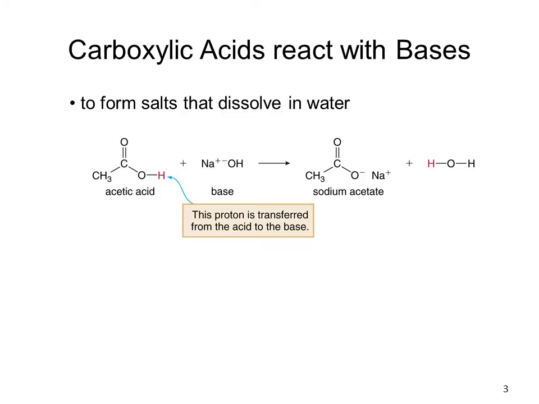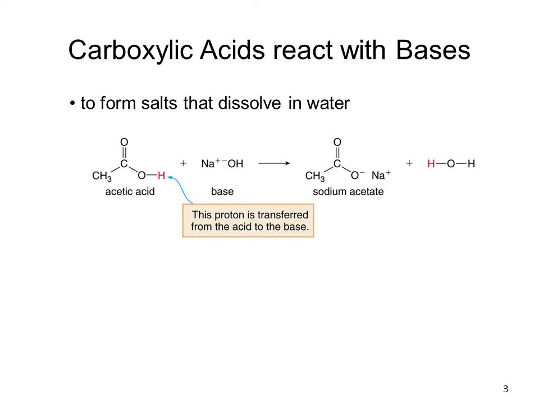Carboxylic acids will react with bases, and this is a typical acid-base neutralization reaction shown here, except it's with an organic acid. Acetic acid is this specific acid. You can see that the acetic acid has on it a hydrogen that can easily come off as a proton, leaving a negative charge behind on the oxygen. What takes it off the acetic acid?